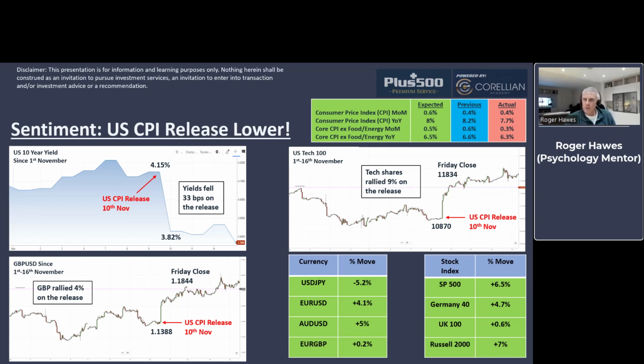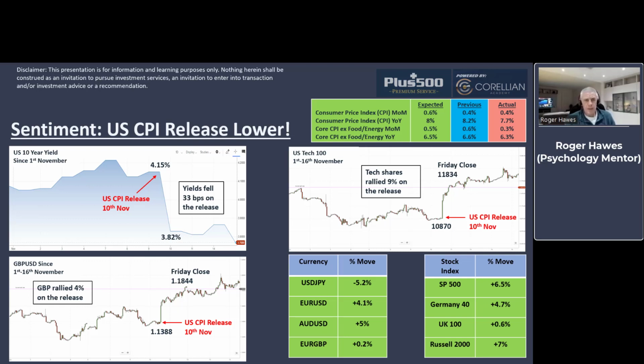We will see other rallies in other stock markets around the world. But as I said before, let's be selective about what we're going to trade off the back of this. This is a US number. Yes, it will have a positive impact on global equities, but we should be trading US indices or individual stocks. Here, as we see, even the Russell 2000 went up 7%.